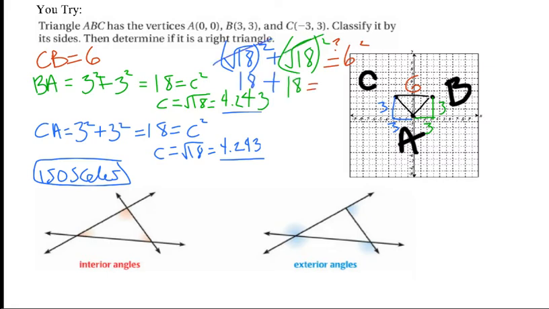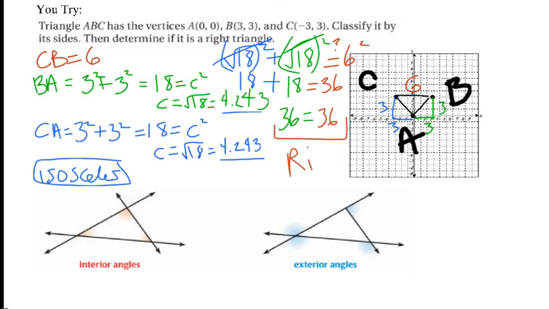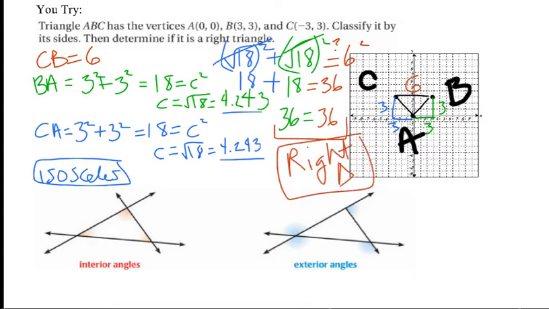So the left side, I combine my like terms together, my 18 and my 18, and I actually get 36 as well. Because they end up being the same exact number on both sides, this tells us that it is a right triangle. If they were not equal, so if a squared plus b squared did not equal the c squared, then that means that it is not a right triangle.